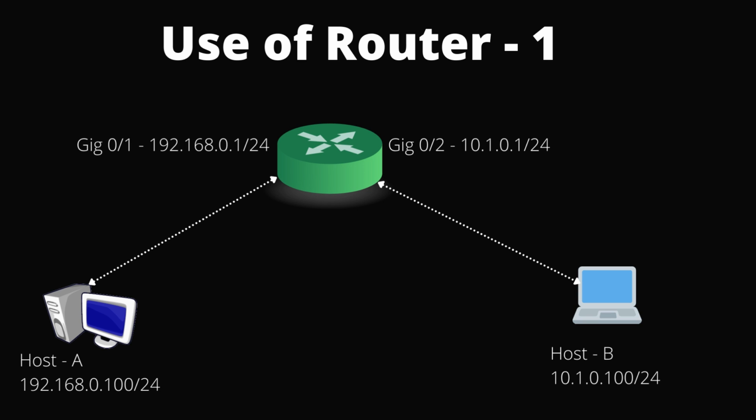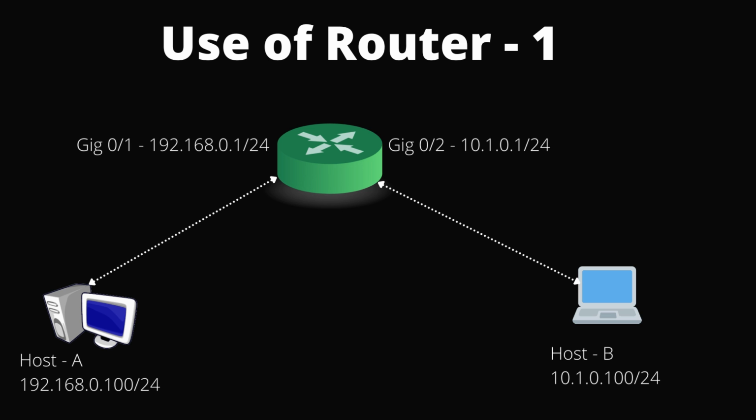Now if these two different networks want to communicate with each other, we require a router. So router is a must. So this is what the definition says: two different networks want to communicate, we require a router. So here is the router where we have configured the gateway IP address on the router. For host A, the gateway is 192.168.0.1, and for host B, the gateway is 10.1.0.1.